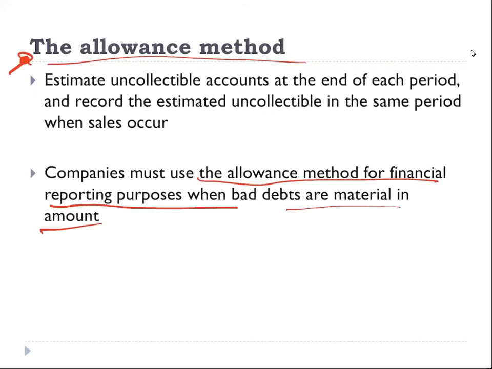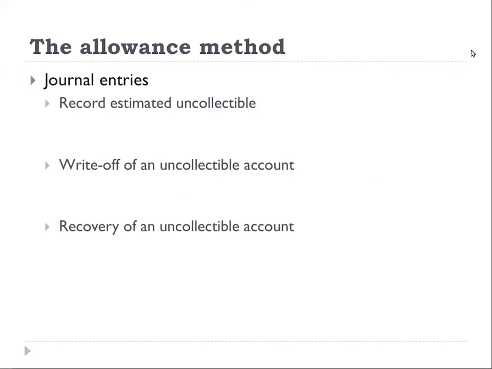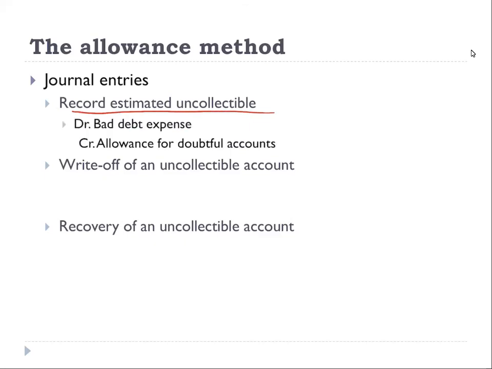With regard to this allowance method, there are three journal entries involved. The first journal entry is to record estimated uncollectibles, and we debit bad debt expense, credit allowance for doubtful accounts. The allowance for doubtful accounts is a contra account to accounts receivable. Bad debt expense is an income statement account. This is an expense account.